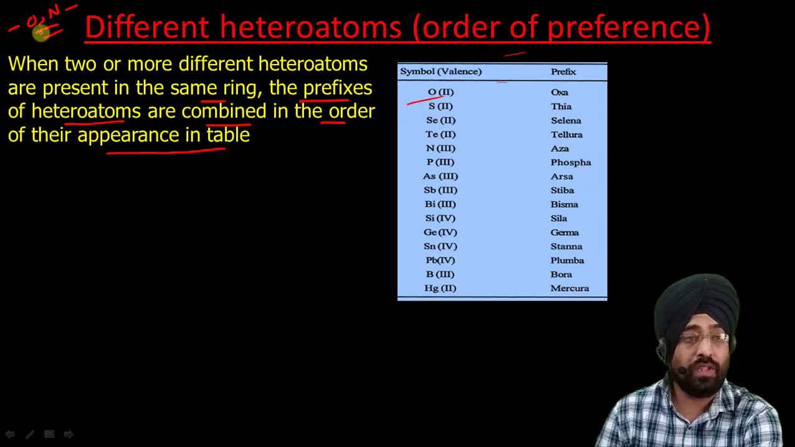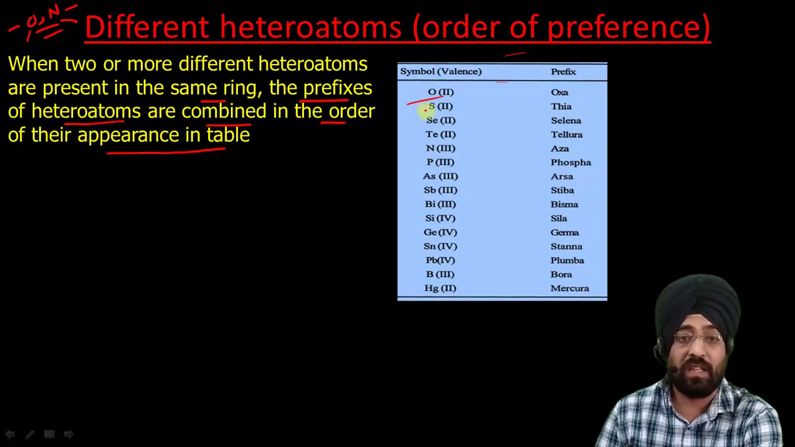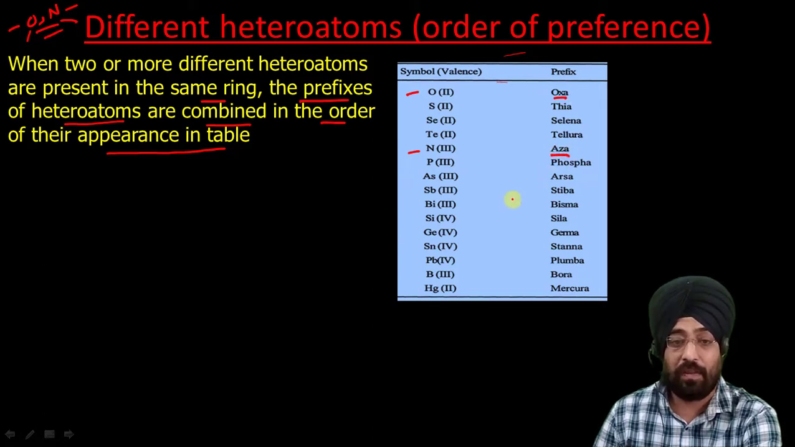But first, whose name should come first, whether we use the prefix of oxygen first or the prefix of nitrogen first, that is given by this table. So from this table, the atom which appears first, its prefix is used first. So if we have suppose oxygen and nitrogen in the ring, then as oxygen appears first, its prefix will be used first, oxa, then we will use the prefix of nitrogen, aza. So this is the table.